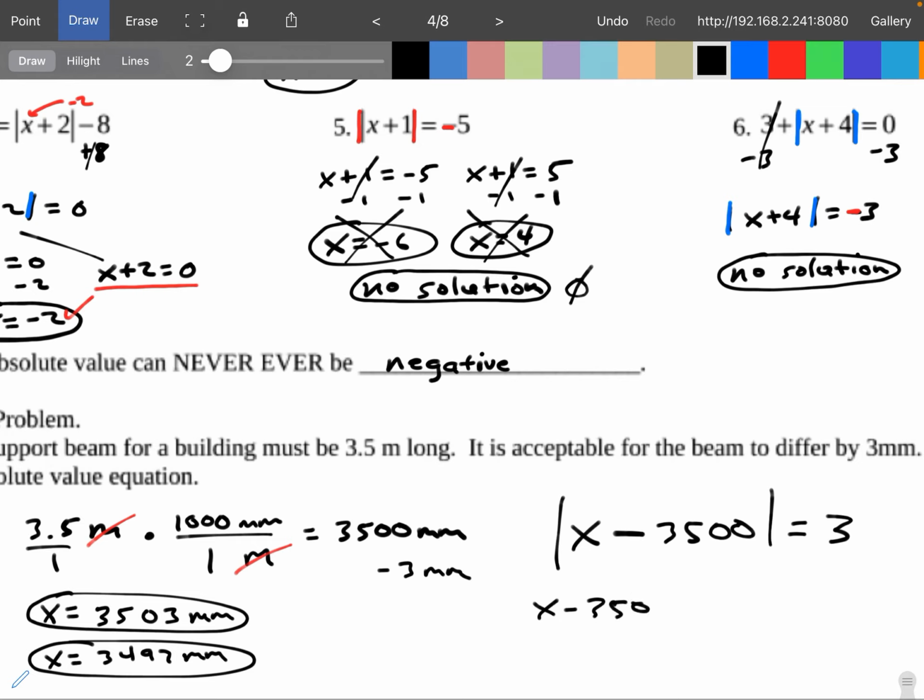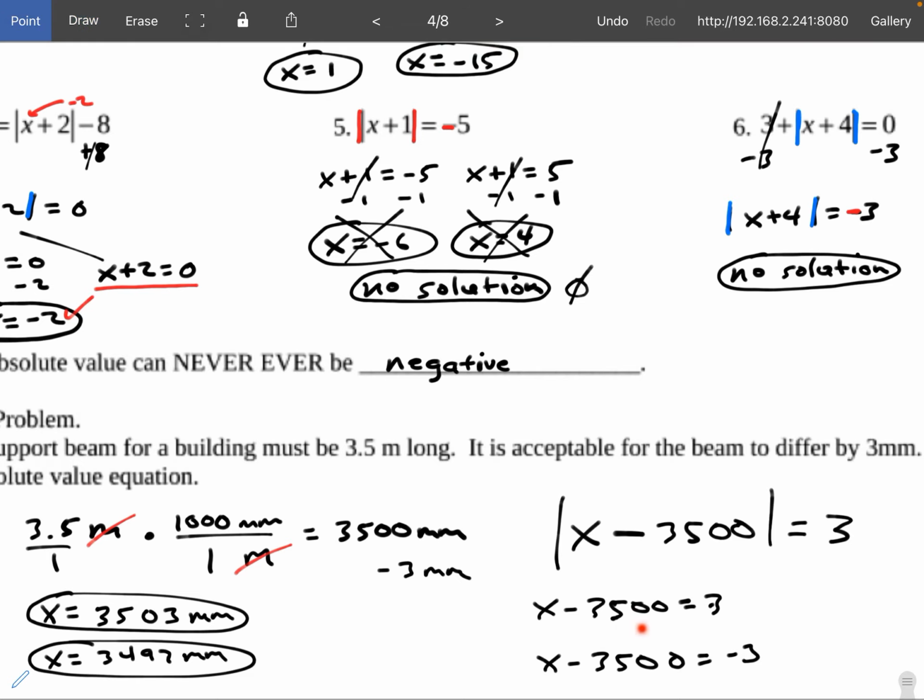If I just write it down real quick, you would do what? You would take this thing out of here and set it equal to 3, right? And then you would take this thing out of here again, and you would set it equal to the negative of that number on the right-hand side. Can you see that's going to give me those two solutions?